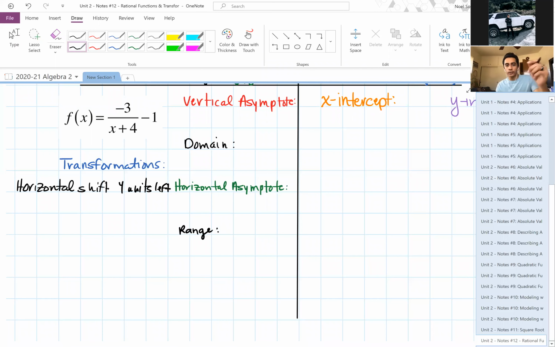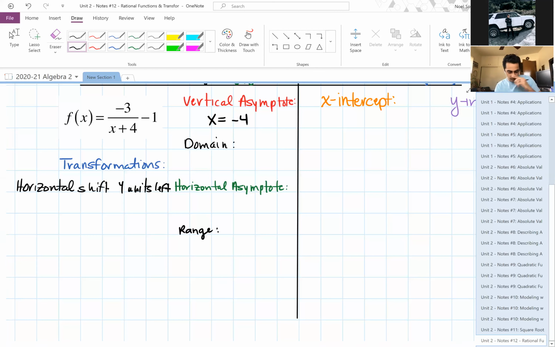So where is your vertical asymptote going to be? It's going to be at x equals, and if you shifted 4 to the left, it's going to be at x equals -4. Because you moved it from x equals 0, you went 4 left, so your line moves to -4.